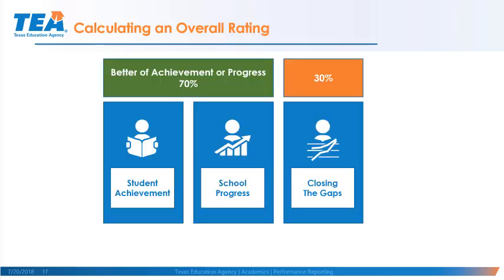To calculate the overall district or campus rating, the better of either the student achievement or school progress domain is used and accounts for 70% of the overall rating. The Closing the Gaps domain accounts for the remaining 30%. For 2018, districts will receive A through F ratings, while campuses will receive either Met Standard or Improvement Required. Ratings for every public district and campus in Texas will be released publicly on August 15, 2018.